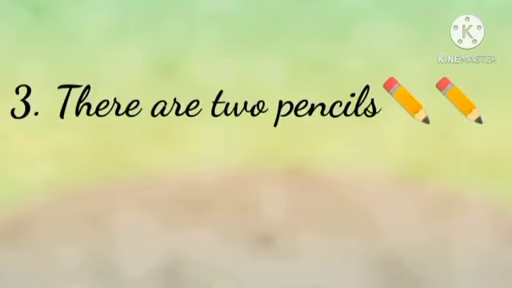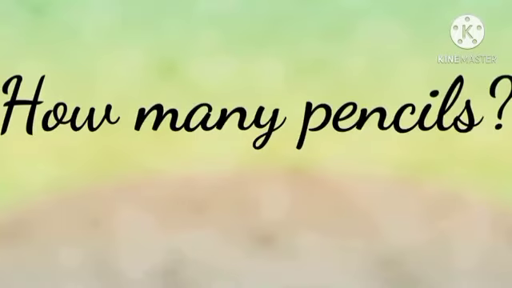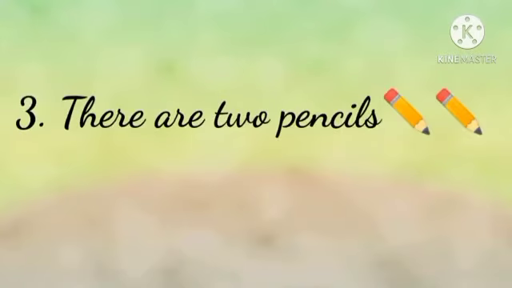The third one. Now look at these pencils. There are two pencils. Now, I will say these are two pencils. How many pencils, children? Two pencils. Pencil is a noun and how many pencils are there? Two pencils. So, there are two pencils.